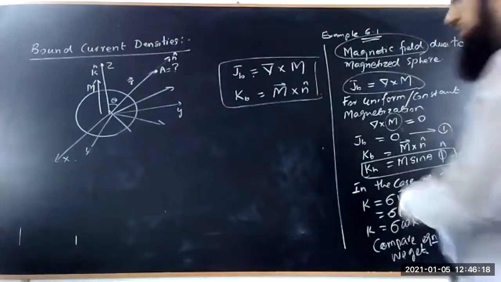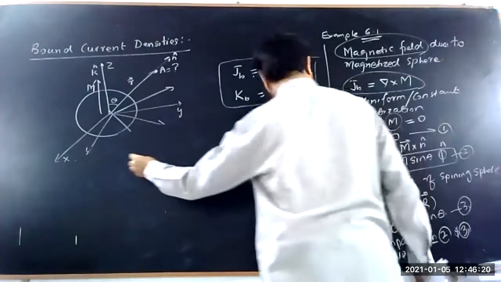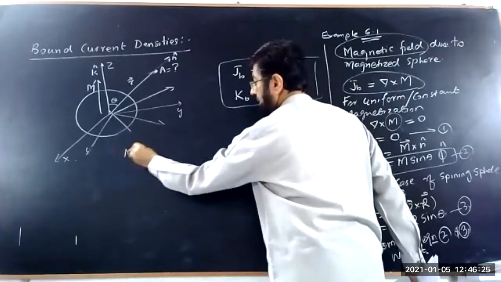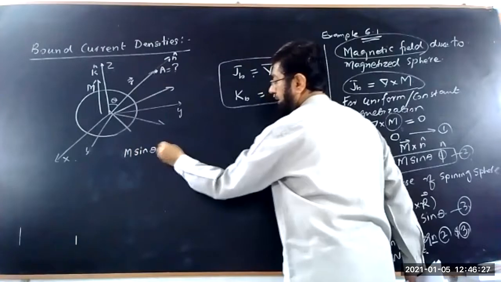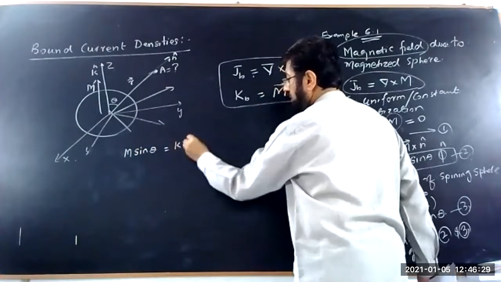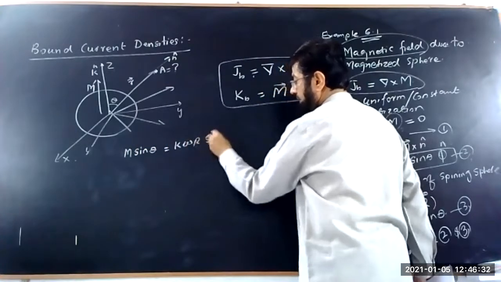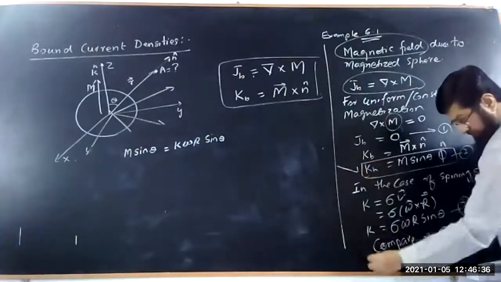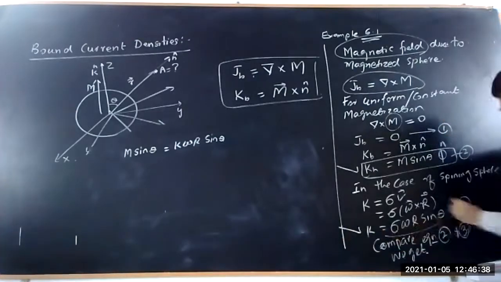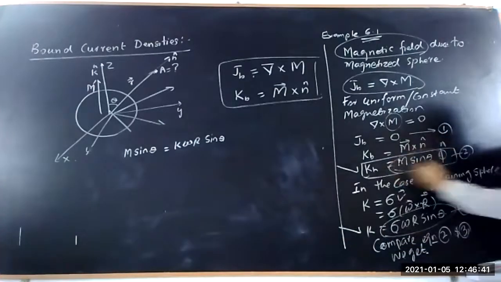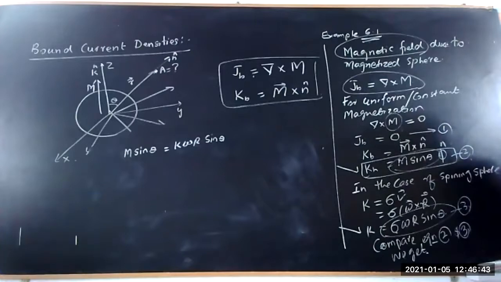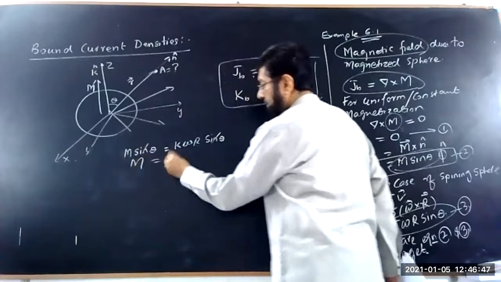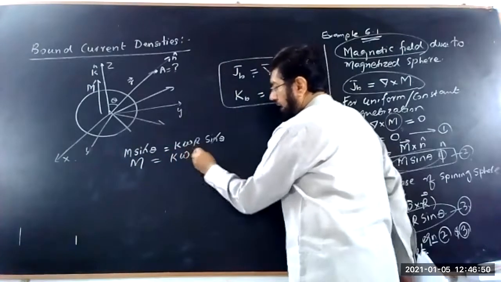So comparing, we get M sine of angle theta is equal to sigma omega r sine of angle theta. I have compared this equation with this equation. This side is equal to this side. So this sine theta will cancel. Magnetization M is equal to sigma omega r.